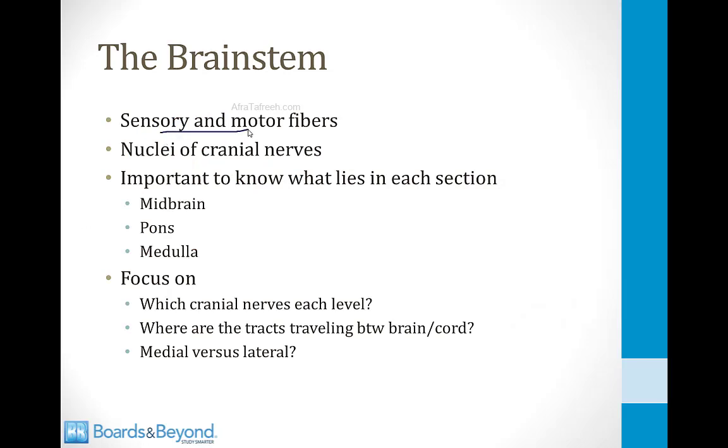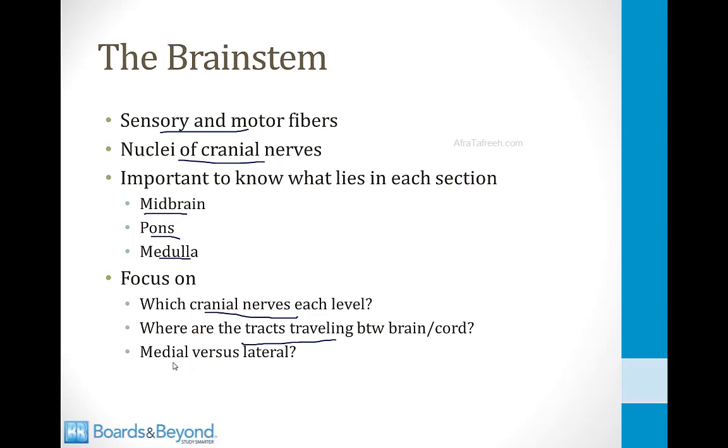Well, there are sensory and motor fibers, there are nuclei for the cranial nerves, and the most important things for you to know are what lies in each section. You're going to be asked on your board exams about different things, and are they found in the midbrain or the pons or the medulla, so you should certainly know that. Know which cranial nerves are at each level, know what tracts are traveling between the brain and the spinal cord. We'll talk more about that.